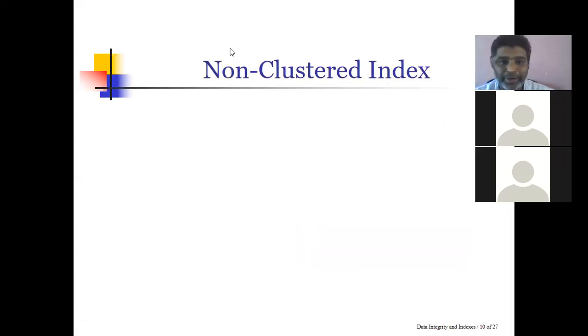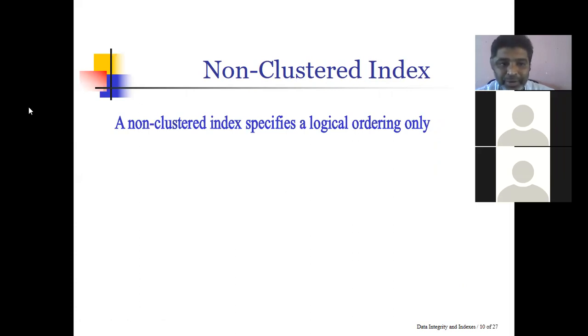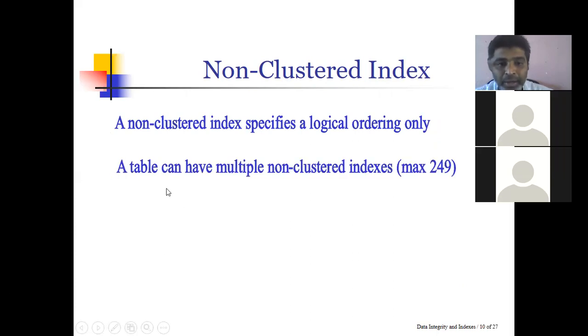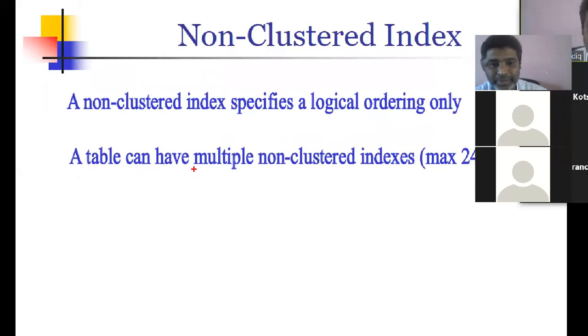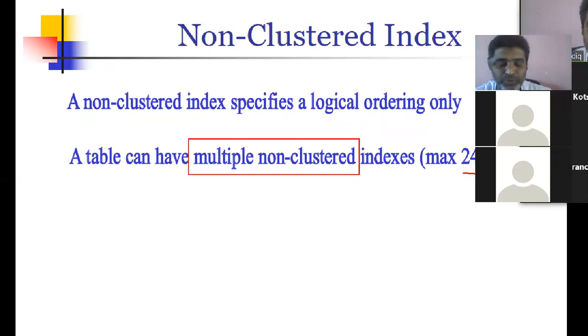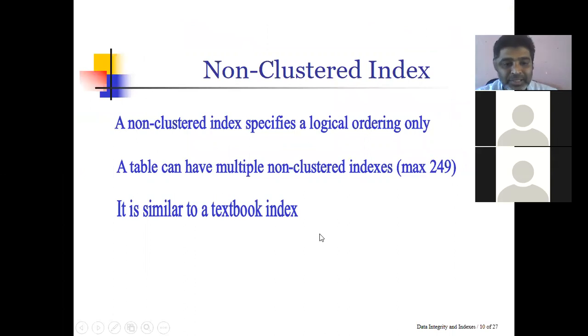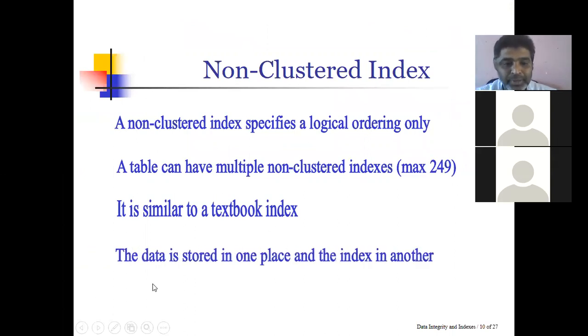We do also have what you call a non-clustered index. A non-clustered index is similar to your textbooks or the reference material I was talking about. A non-clustered index specifies a logical ordering only. A table can have multiple non-clustered indexes. It says it can have up to almost 250 indexes. Then it says it is similar to a textbook index. The data is stored in one place and the index is in another place.